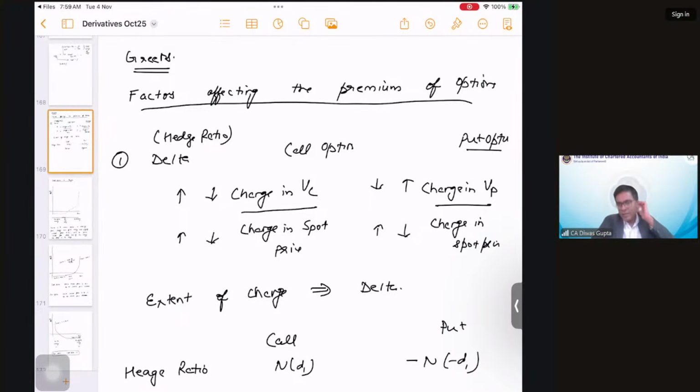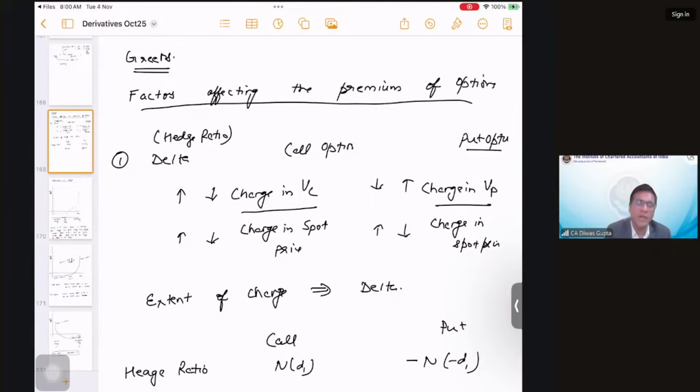So now let's have a discussion around Greeks. Greeks are factors that affect the premium of an option, right? These are what students, we have already discussed: the spot price, the time value, the volatility part. All these factors are covered as part of Greeks, which affect the pricing of the option. So the first one is called the hedge ratio. Hedge ratio is basically the delta.